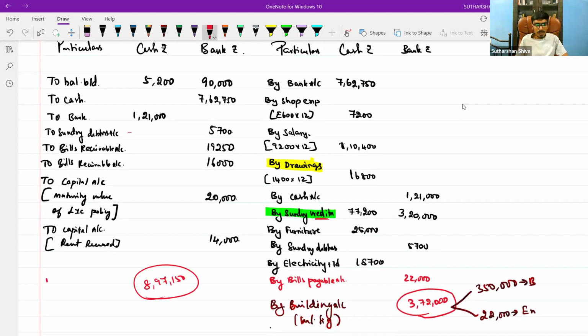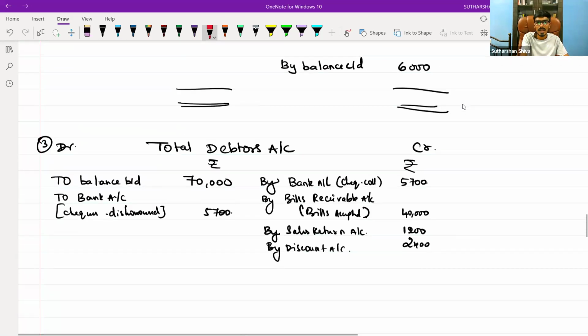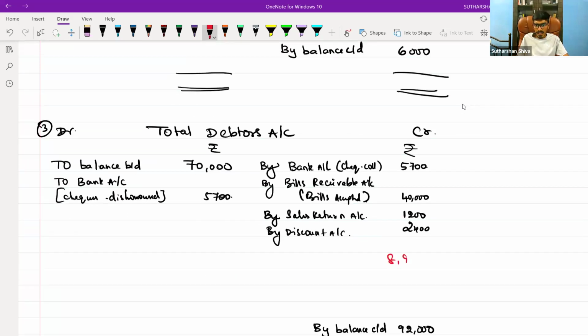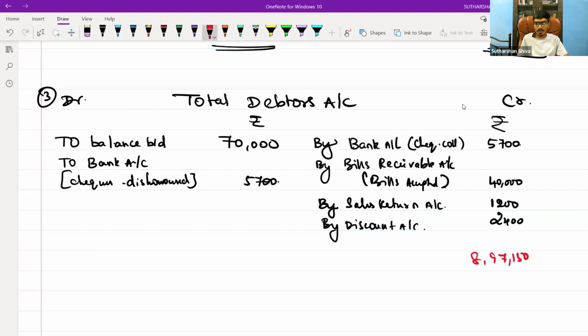8,97,150. You should interpret this as sundry debtors, because the cash received from the debtors is missing. So it is considered as your balancing figure for debtors, and you should take this value of 8,97,150 towards the debtors account. And write down by cash account. It has been received in cash. That's the assumption. And you will refer to your working note number 6.